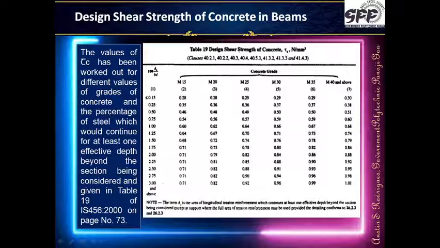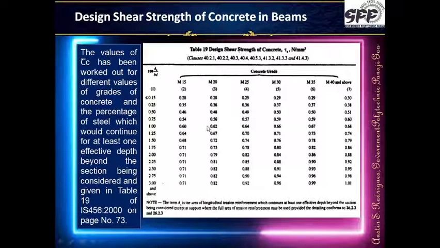Now what happens if the value of 100 As upon bd comes in between, say, these two? Say it comes as 0.90, then what will happen? Suppose the concrete is M20, and we know that 0.75 has the value of 0.56 and 1.00 has the value of 0.62. So for 0.90 we will have to interpolate between these two to find the value in between. For that we assume that this is following a straight line. So point to point we will assume that there is a straight line, and based on that we will be finding the value.